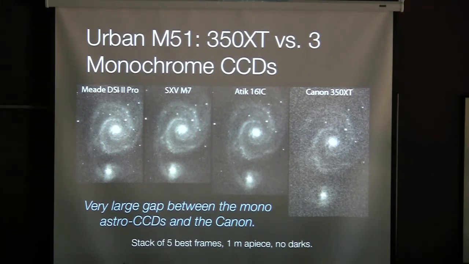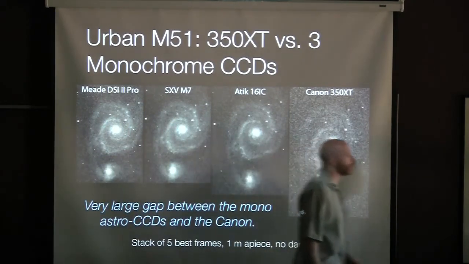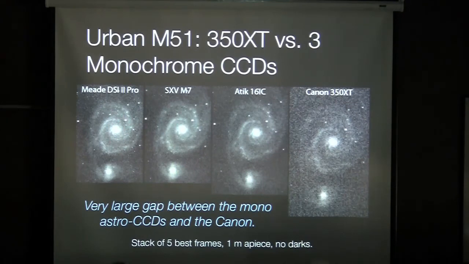That said, we can see differences across these cameras here. Here we've got a Meade DSI-3 Pro, a Starlight Xpress M7, an ATIK, and a Canon 350XT. Now, in terms of which one of these is best, well, we can talk about which one is best. We can also just end up saying that the Canon is clearly pulling up the rear here. Well, it's unfair.